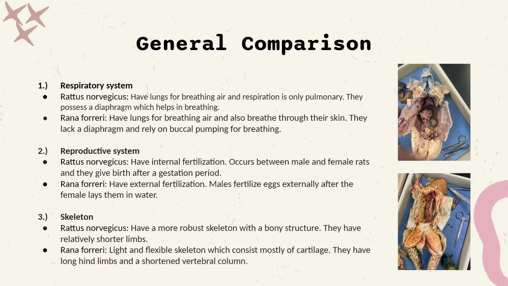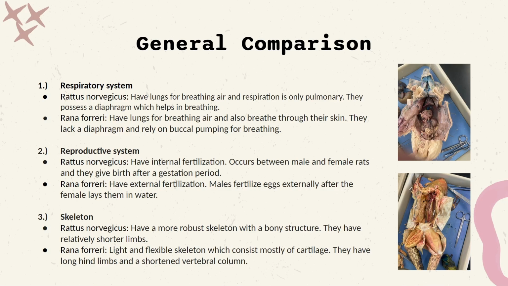The rat has internal fertilization, which occurs between male and female rats, and they give birth after a gestation period. The frog has external fertilization. Males fertilize eggs externally after the female lays them in water.